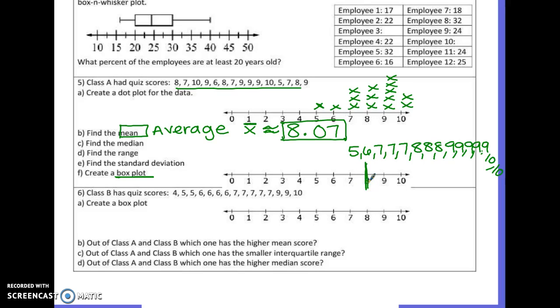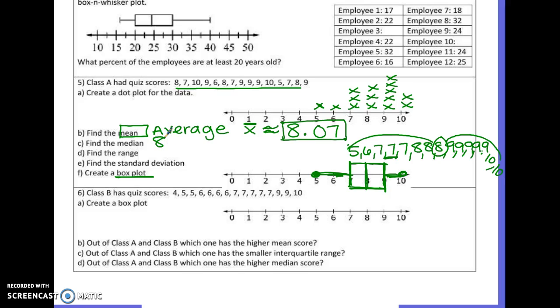Then we got a max at 10. We got a min at 5. And from there we would have a middle of this half. Let's see, 1, 2, 3, 4, 5, 6, 7. The middle of that half would be 7 here, and then a 9 over there. So 7 and 9. And that's our box plot. So the median is 8.